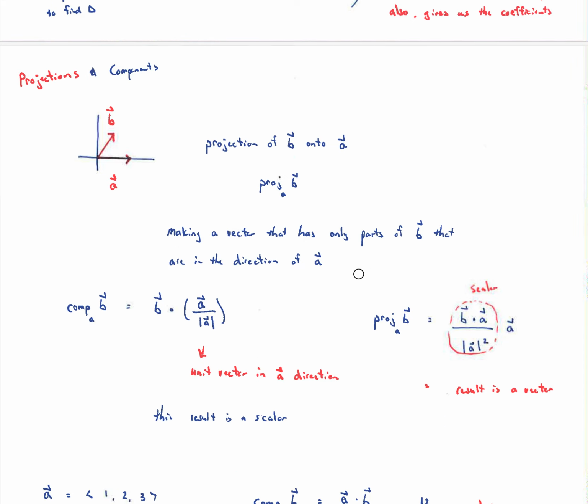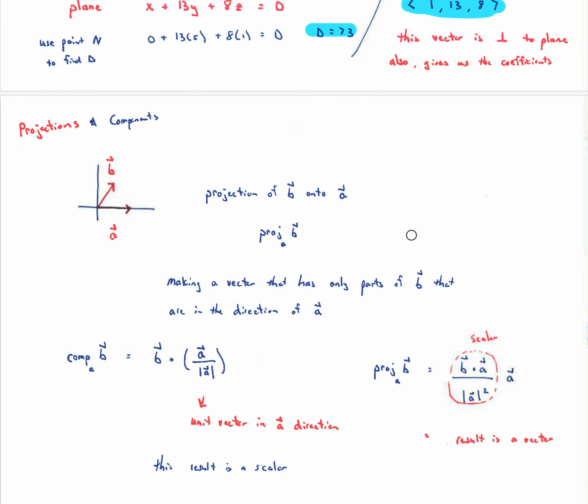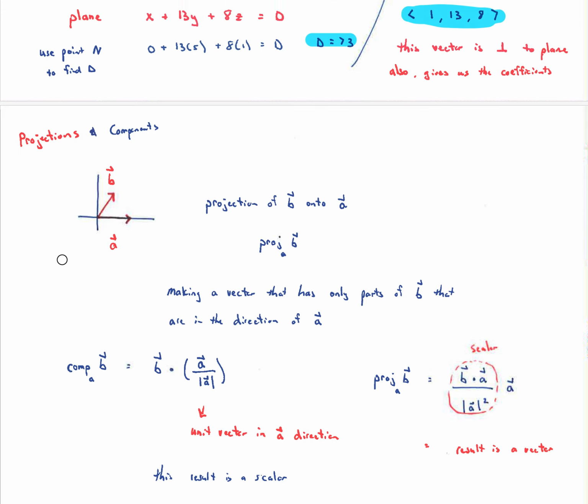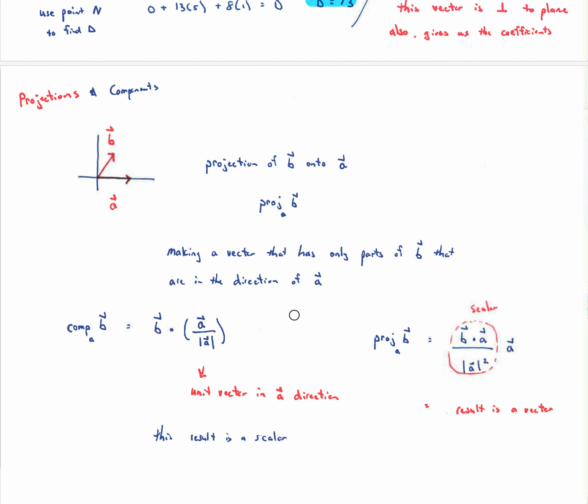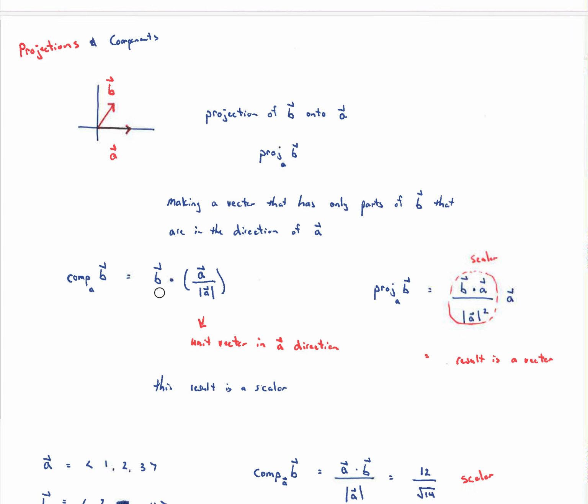All right, and then the last one, I think this is the last one, yeah, projections. We are going to look at the projection of B onto A. It's looking at what piece of B lies in the same direction as A. So we're making a vector that only has the parts of B that are in the exact same direction as A. And what we want to do here, this is the component of B on A. So this is B dot unit vector.